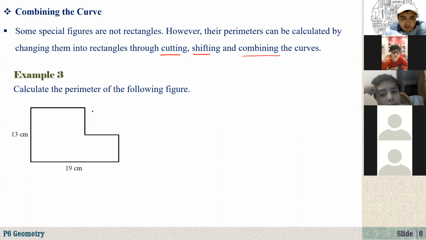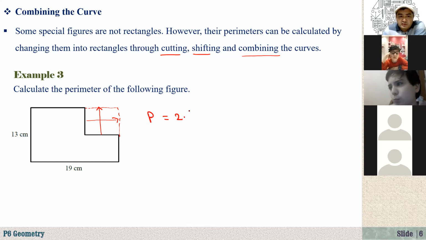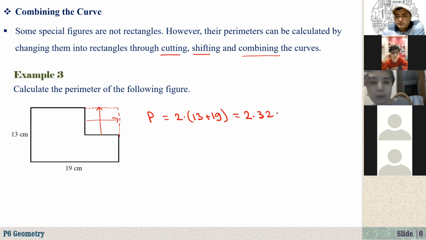So now let me do something like this. Let me move this side to here, so I will have something like this, right? And let me move this side to here, and we will have something like this. So we just got a rectangle. The perimeter of this figure is the same as the perimeter of the rectangle. So what is the perimeter? It is equal to 2 times (13 plus 19), which is 2 times 32, so that's equal to 64 centimeters.